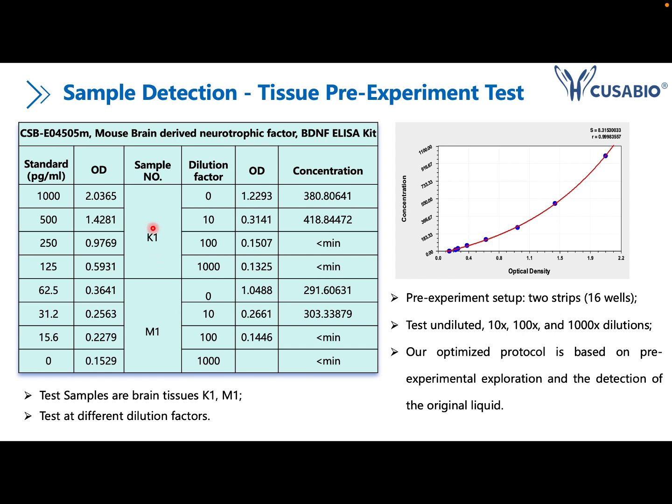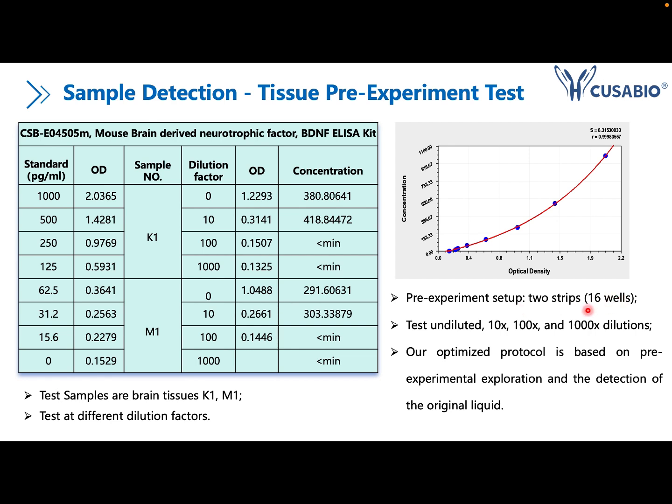So see here, for the K1 sample and M1 sample, we do the dilution factor from 0 to 1000. And our suggestion for the pre-experimental setup is that 2 strips are pretty much enough.